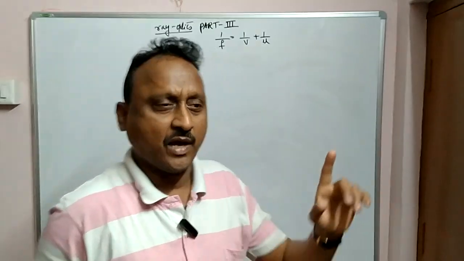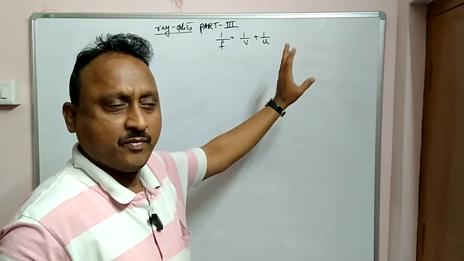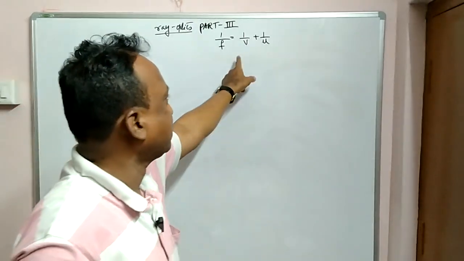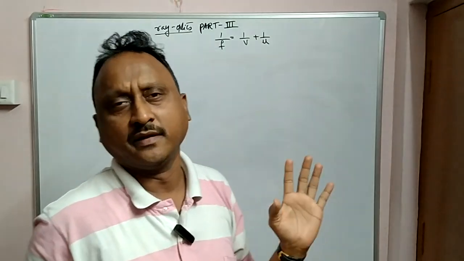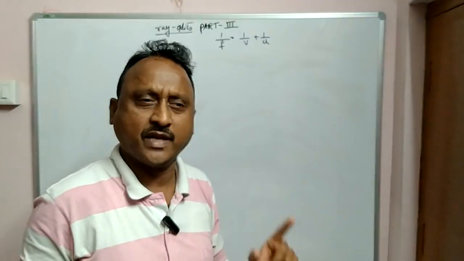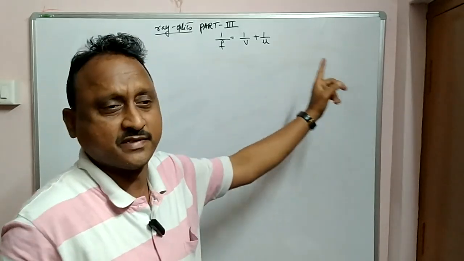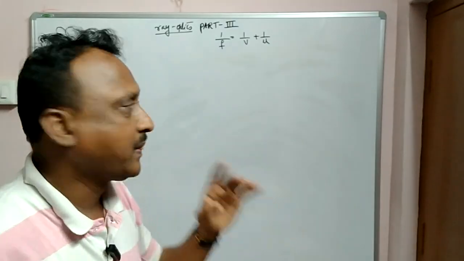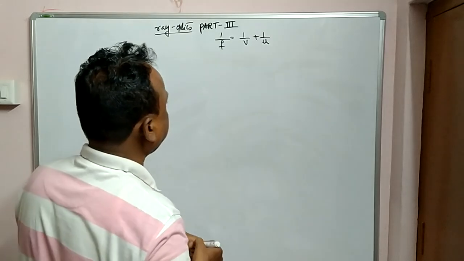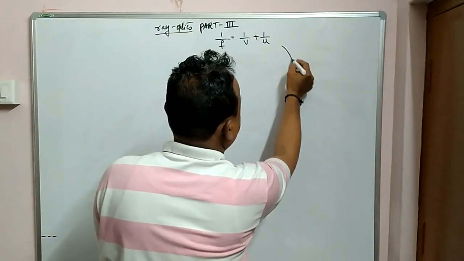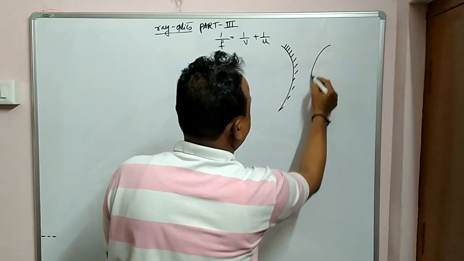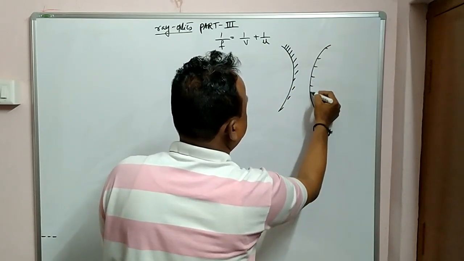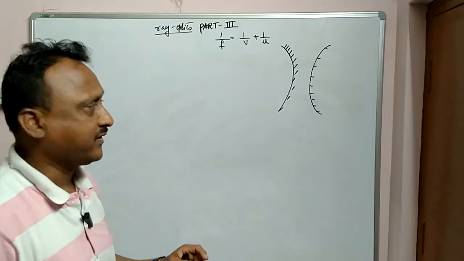Because it is mainly oriented towards NEET, I am not deriving these equations. By using simple geometry you can derive 1 by f is equal to 1 by v plus 1 by u, whether you take a convex mirror or a concave mirror. You can easily derive it. This is the mirror formula, either for concave or convex mirror. I told you yesterday about the concave and convex mirror.